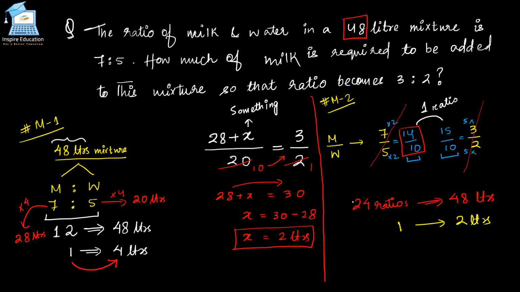How will you make 24 into 48? By multiplying by 2, right? Simple. So if 1 is equivalent to 2, we got our answer. How much milk have we added? 1 ratio, and 1 ratio is 2 liters. Done. But listen, this method is easy because we are writing very little.